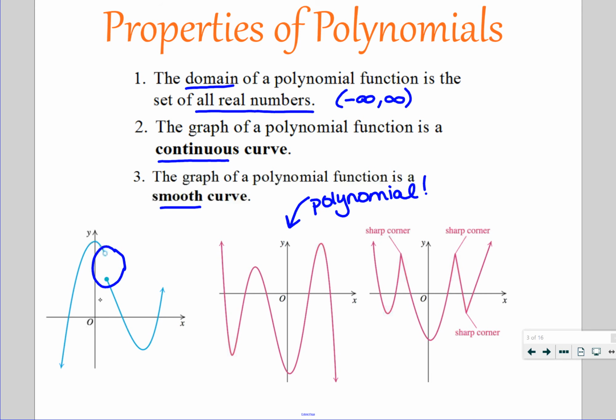In addition, smooth curve means if it turns anywhere, and we're going to call those turning points, they are not sharp corners. So the picture on the right here, these sharp corners make it not a polynomial. An example of a graph that we've seen already that has sharp corners is the absolute value function. The absolute value function is a continuous curve. Its domain is all real numbers, but it has a sharp corner at its vertex, so it is not an example of a polynomial.